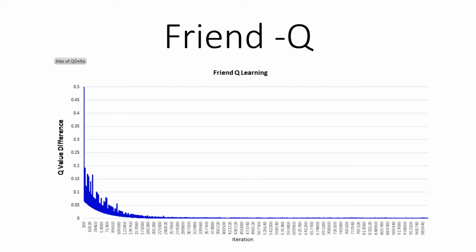For friend Q, I did get a similar looking chart where there is convergence. It does converge to a specific Q value. My convergence rate was very quick as opposed to that shown in the paper.